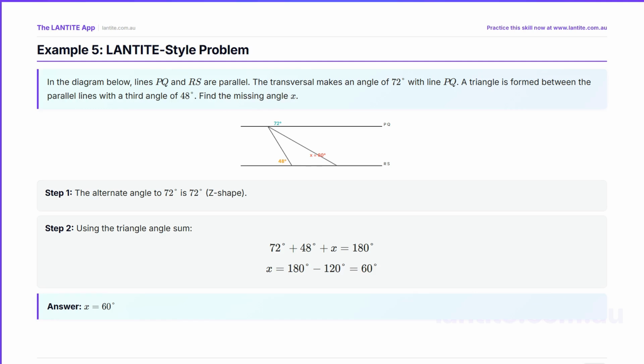Here's a LANTITE-style problem combining parallel lines and triangles. Two parallel lines, PQ and RS, are crossed by a transversal, forming a 72-degree angle with PQ. A triangle between the parallels has a third angle of 48 degrees. First, using alternate angles, the angle inside the triangle at the bottom is also 72 degrees. Then using the triangle angle sum, 72 plus 48 plus x equals 180. So x equals 180 minus 120, which is 60 degrees. This problem combines two rules, alternate angles and the triangle angle sum, which is a common LANTITE pattern.